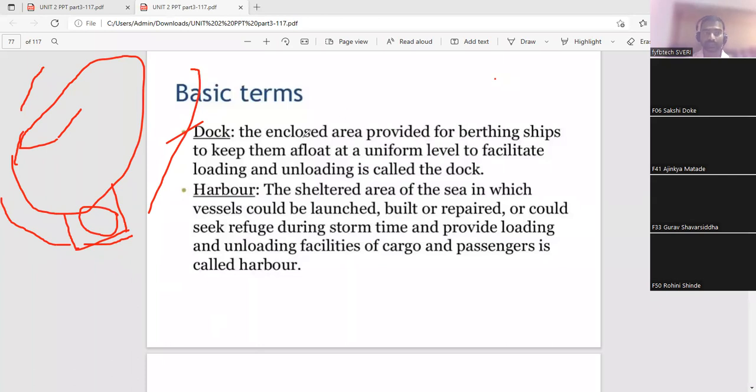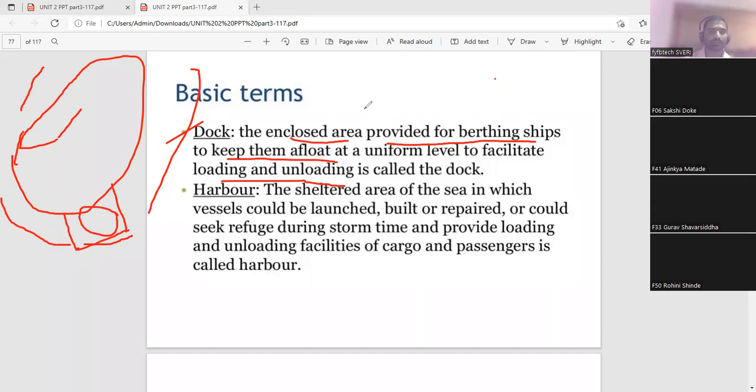A dock is the enclosed area provided for the berthing of ships. It means the ship is kept afloat, floating, and at this level loading and unloading takes place. Near the docks, the ship will come, and loading and unloading will take place at the ship. That particular site is called a dock. It is an enclosed area, its boundary is closed. I will show the figure, you will come to know.